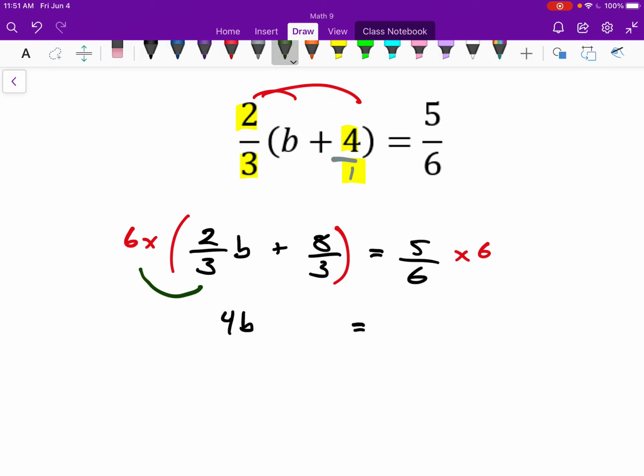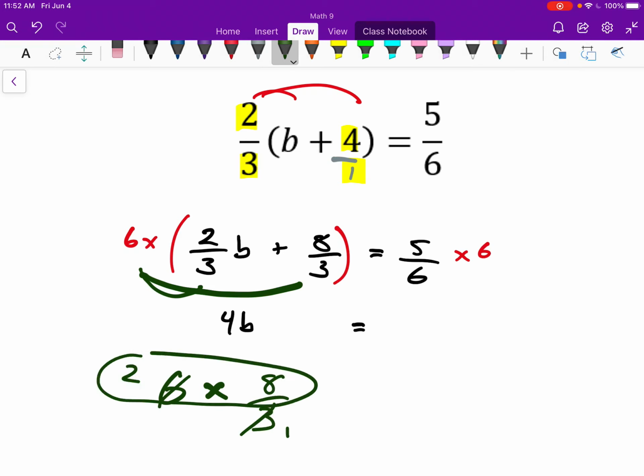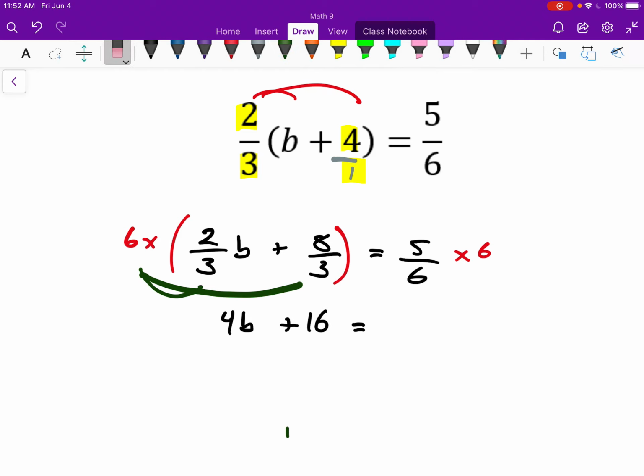And then similarly, 6 times 8/3. However you want to approach it, I would think about it like this, as 6 times 8 over 3. 6 over 3 again reduces to 2 over 1. 2 times 8 is 16. So I have plus 16 here. Lots of approaches, but in the end, if I multiply both sides by 6, the left-hand side is now just 4b plus 16. The right-hand side, I can see pretty quickly these 6's cancel out, is just 5. And I like that equation a lot better than what I saw before. I just have 4b plus 16 equals 5.